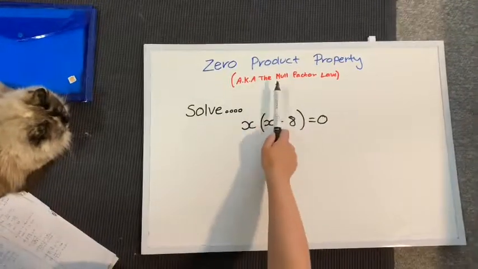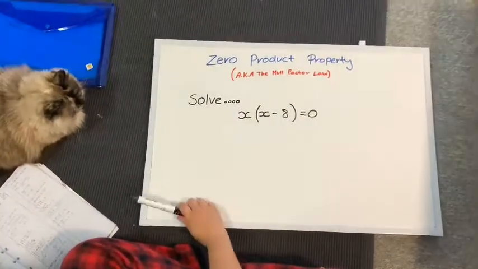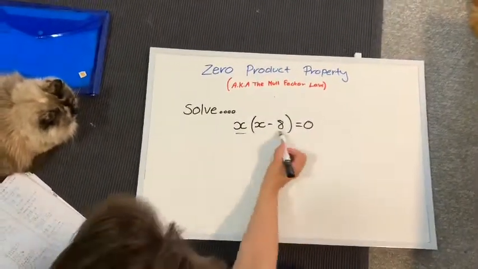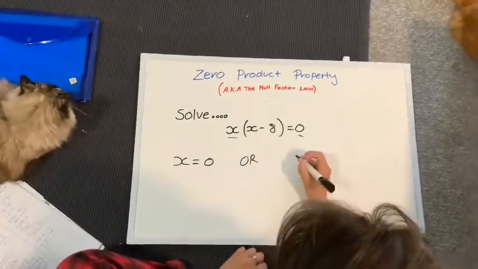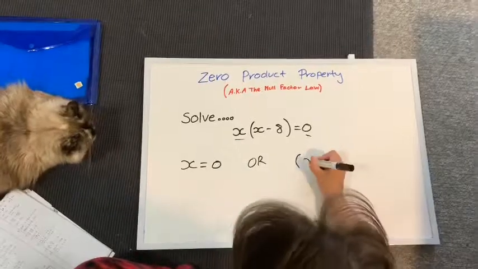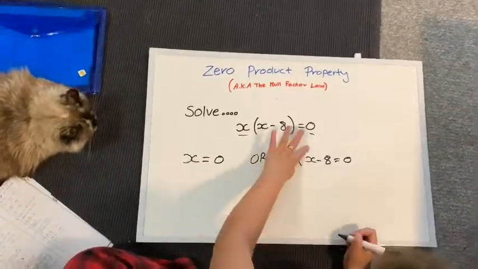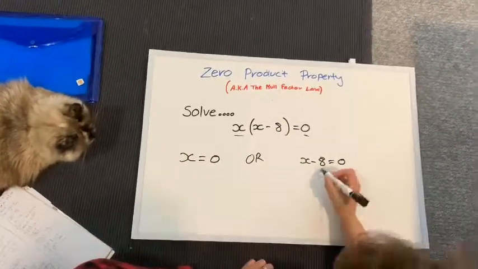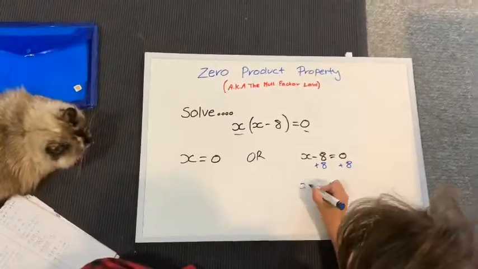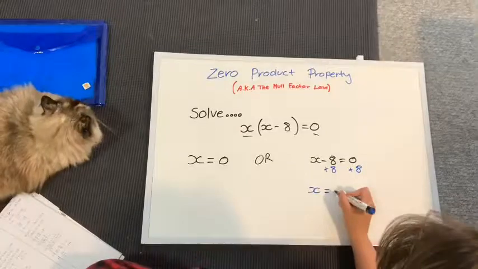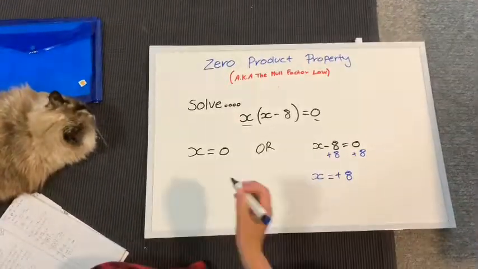It's called the zero product property, aka the null factor law. If we have a times b equals 0, then what do we know about the values of a and b? Either a will equal 0 or b will equal 0. This idea is called the zero product property. So if we have a look at the equation below, we'll see that x will equal 0 or the answer from our equation on the side, which is going to be x equals 8.